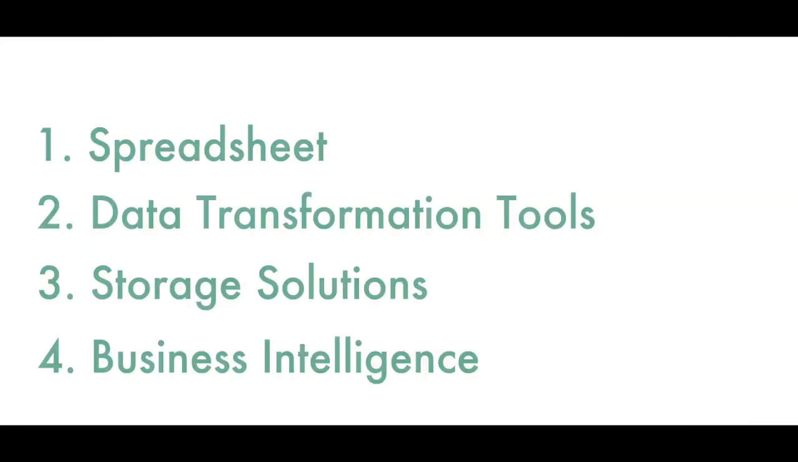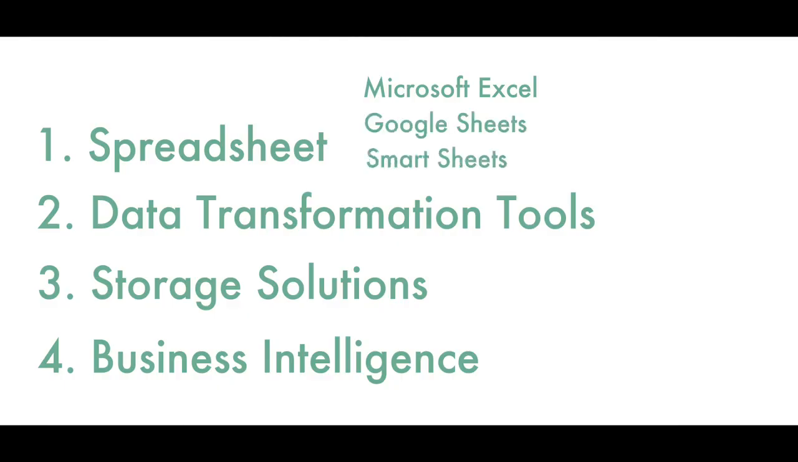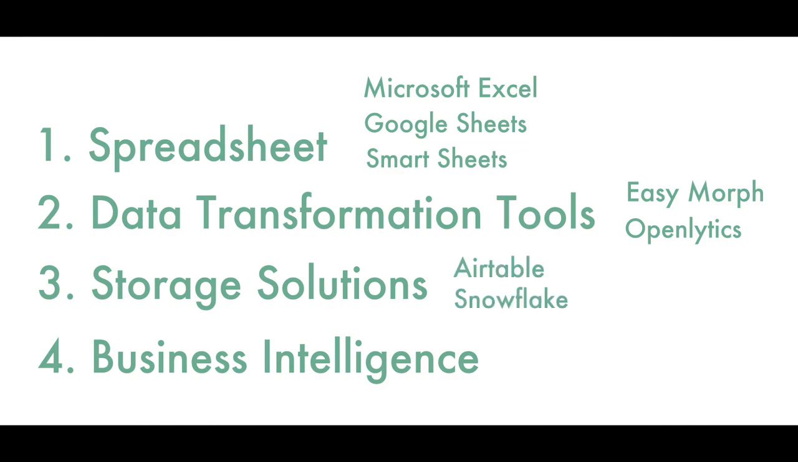So let's do a quick recap on all the tools that I mentioned. In the spreadsheet category, Excel, Google Sheets, and Smartsheet. In the transformation category, EasyMorph and OpenLytics. In the storage solutions, Airtable and Snowflake. And in the BI space, Power BI and Tableau. If you're wondering why I put that up on the screen for you guys to see, it's because I want to make sure that you have a chance to write it down and Google it.